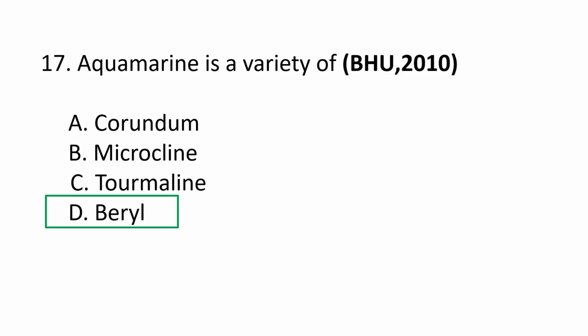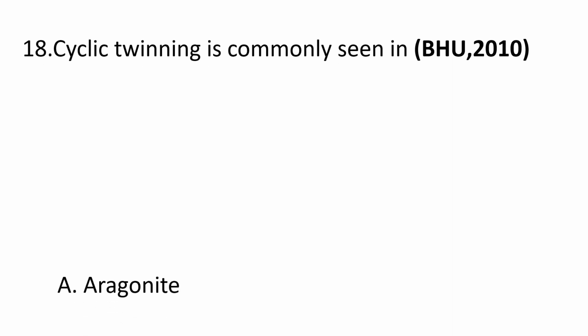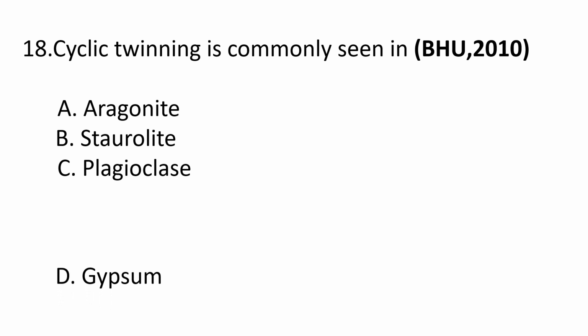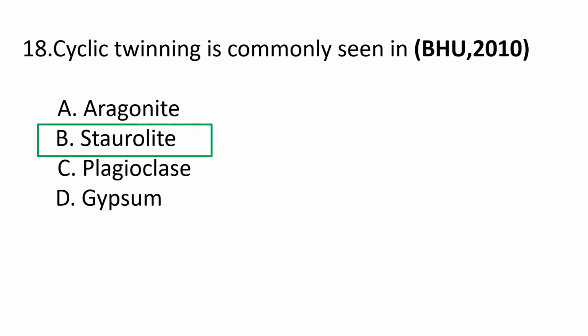Next, 18th question, cyclic twinning is commonly seen in. The choices are A. aragonite, B. starolite, C. plagioclase, D. gypsum. The correct answer is B. starolite. Starolite has a cyclic type of twinning.